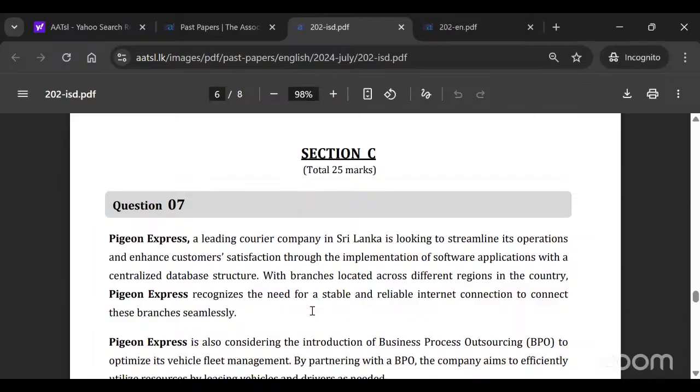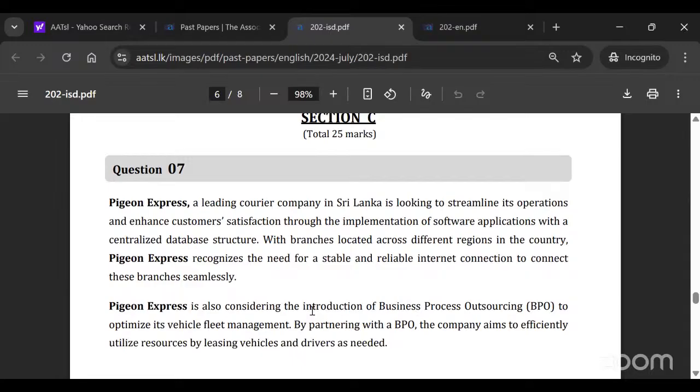Pigeon Express is a leading courier company in Sri Lanka. It is looking to streamline its operations and enhance customer satisfaction through the implementation of software applications with a centralized database structure, with branches located across different regions in the country. Pigeon Express recognizes the need for a stable and reliable internet connection to connect these branches seamlessly.